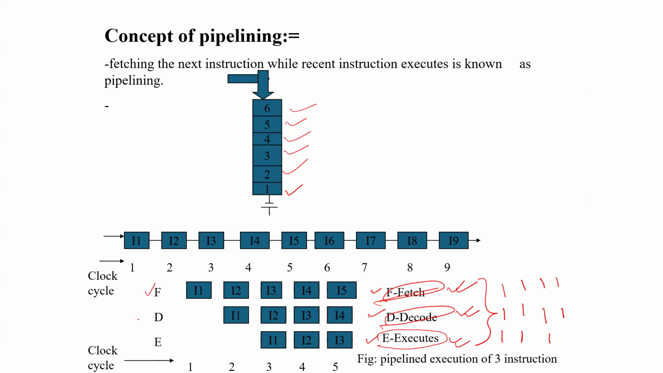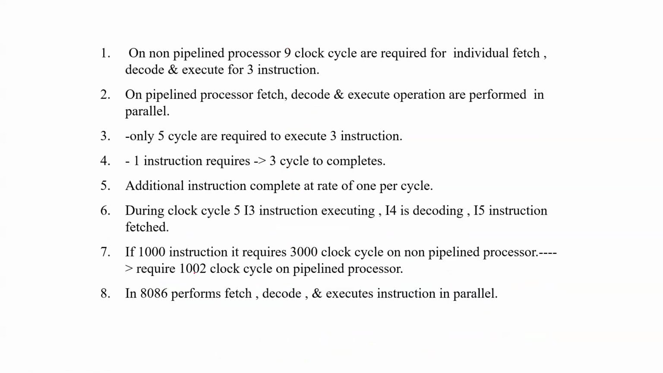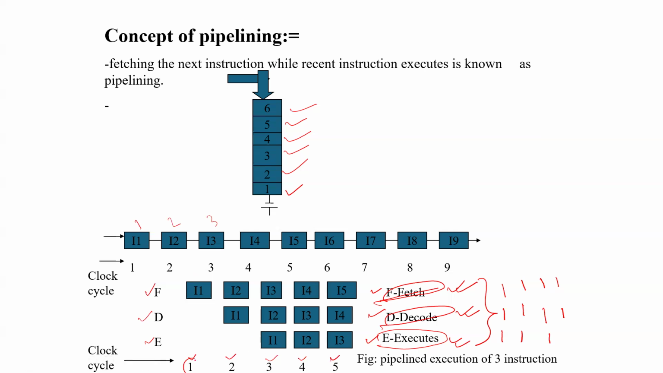F means fetch, D means decode, E means execute. So this is the clock cycle: clock cycle 1, clock cycle 2, clock cycle 3, clock cycle 4, and clock cycle 5. Suppose I am giving some instructions. I1 means instruction 1, I2 means instruction 2, I3 means instruction 3. Like that, suppose I am giving 9 instructions into the microprocessor. In the first clock cycle, instruction 1 will be fetched.